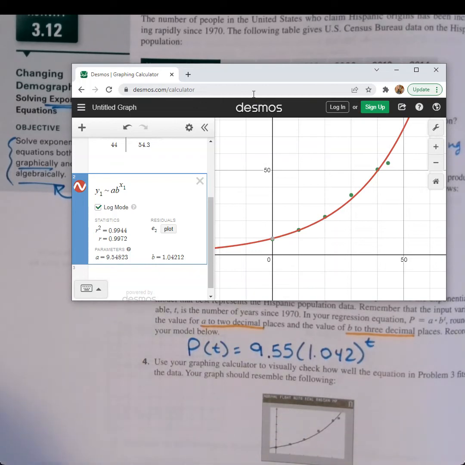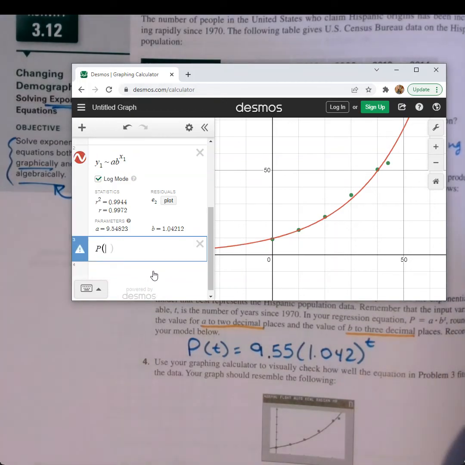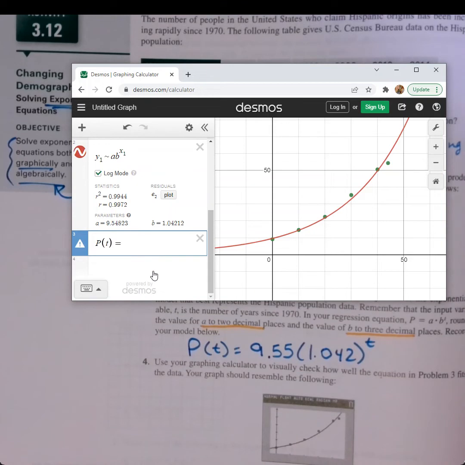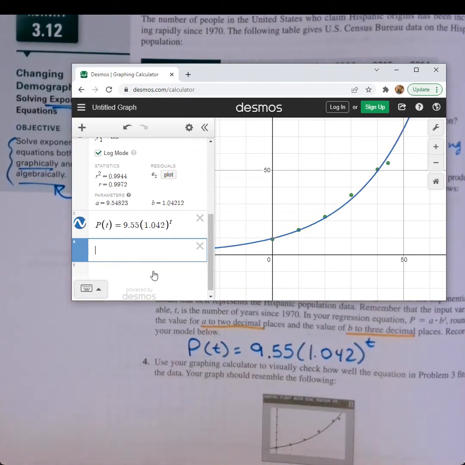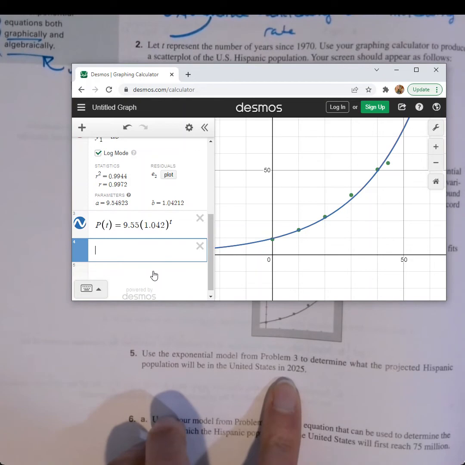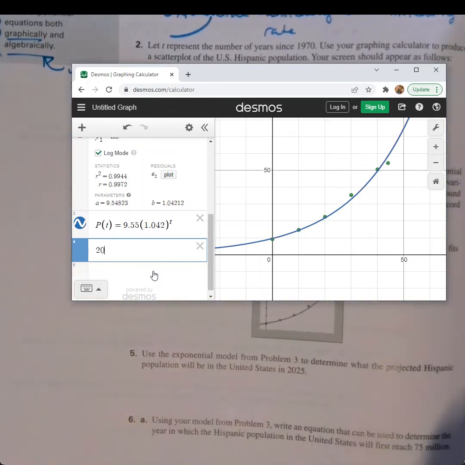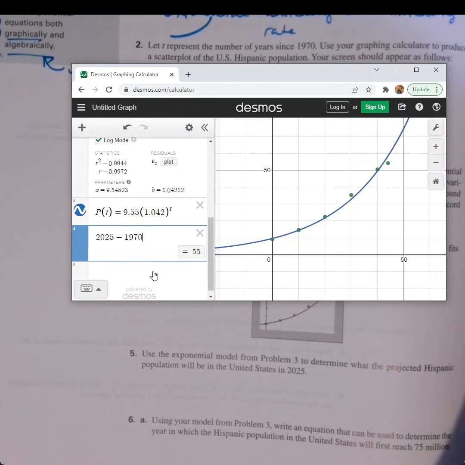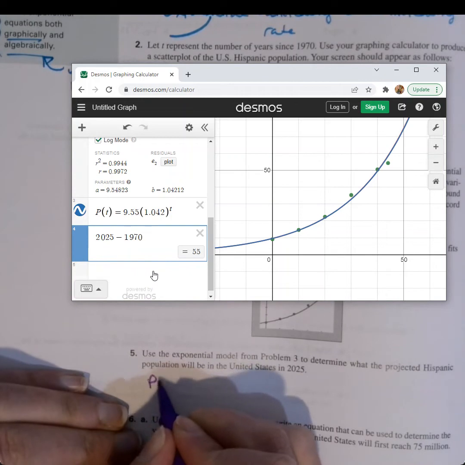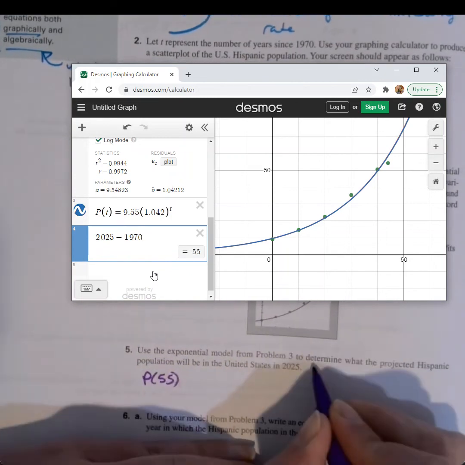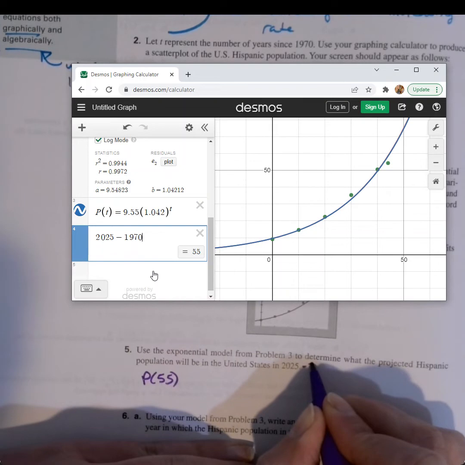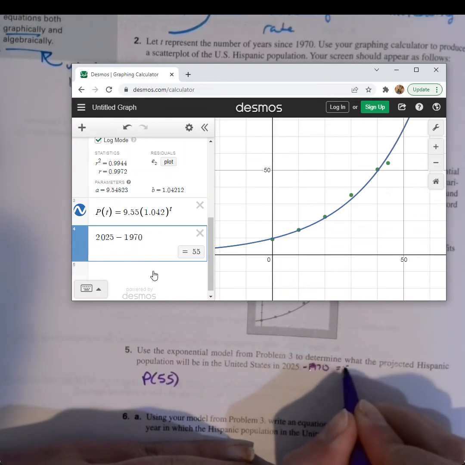Okay, so let's make a prediction. So first things, I got to rewrite my equation. P of t, and we said it was going to be 9.55 times 1.042 to the t. And we're trying to make a prediction in number 5 for the population in 2025. And we started our data in 1970, so we're going to be evaluating our function at 55. So P of 55, because 2025 minus 1970 is 55.